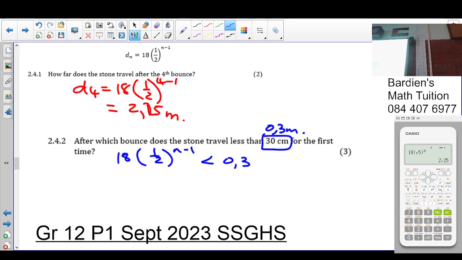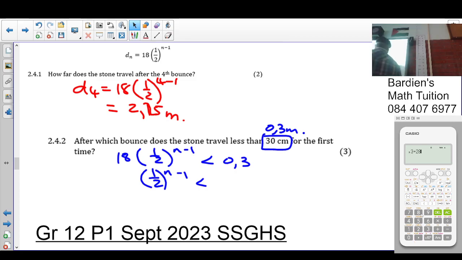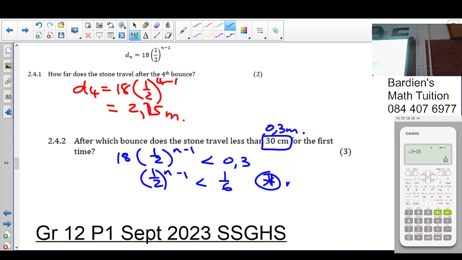So that's going to be a half to the n minus 1 has to be less than 0.3 divided by 18, which gives us 1 over 60. So now we're going to change it to logs. That's going to step away from the inequality. So in logs, the exponent n minus 1 is equal to log of 1 over 60 base a half.